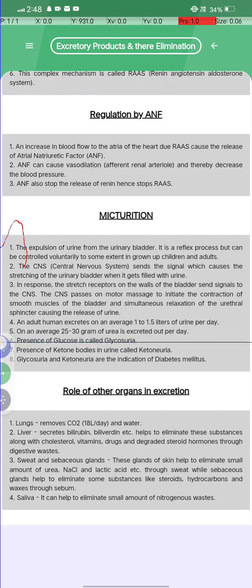Okay, the presence of glucose is called glycosuria, and the presence of ketone bodies is called ketonuria, and glycosuria and ketonuria are indicative of diabetes mellitus. Okay.